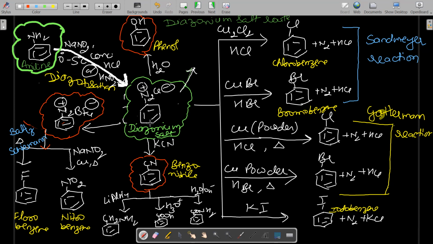Reduced, or we can say this diazonium salt is reduced in the presence of any suitable reducing agent like H3PO2, or we can write C2H5OH, to form benzene. So directly you can obtain benzene over here also. So this is the conversion: diazonium salt converts into benzene. Suppose in the exam it is coming, convert aniline to benzoic acid.